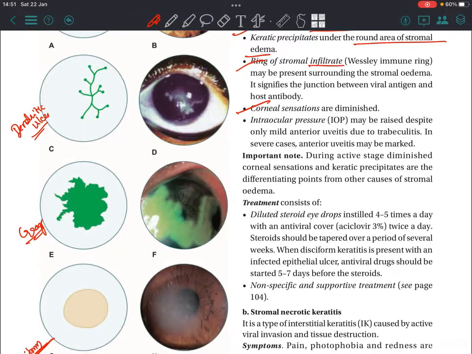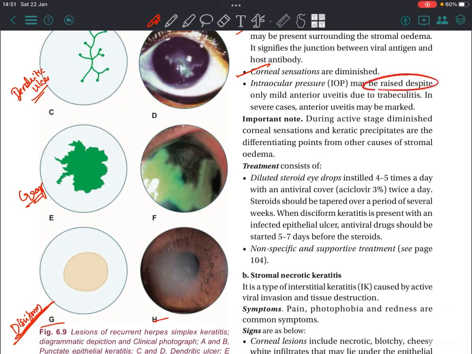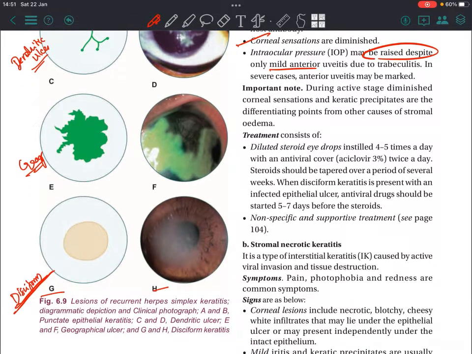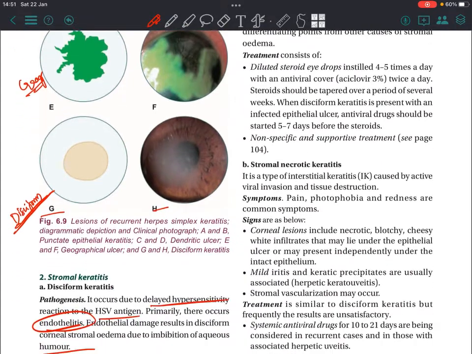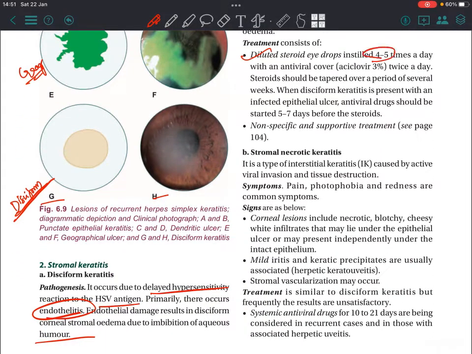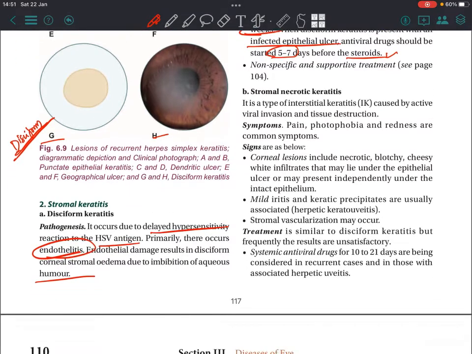Corneal sensations are diminished. Intraocular pressure may be raised despite only mild anterior uveitis due to trabeculitis. Important note: treatment consists of diluted steroid eye drops instilled 4 to 5 times a day with an antiviral cover, acyclovir, twice a day. Steroids should be tapered over a period of several weeks. When disciform keratitis is present with the infected epithelial ulcer, antiviral drugs should be started 5 to 7 days before the steroids. Non-specific and supportive treatment.